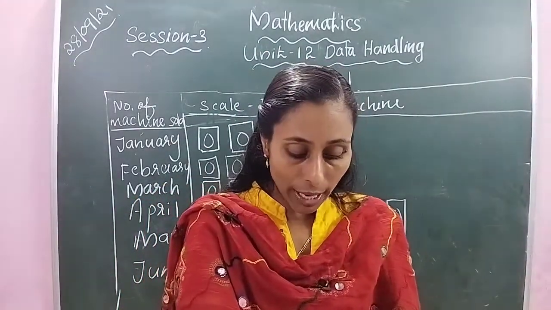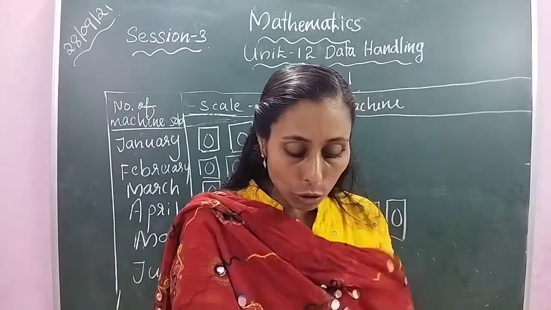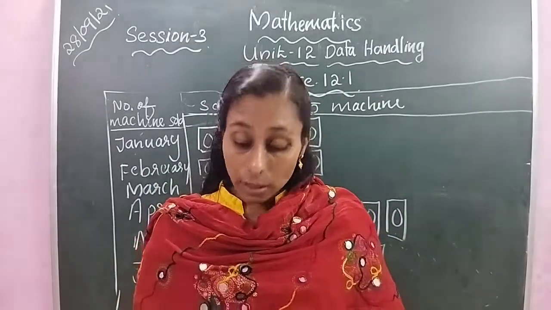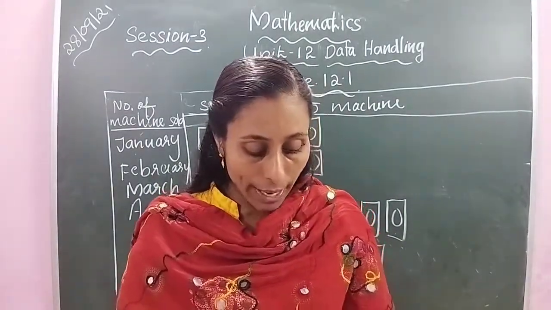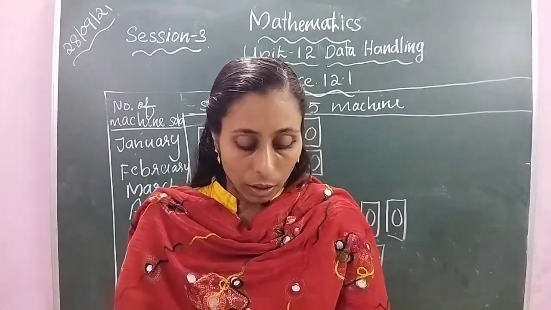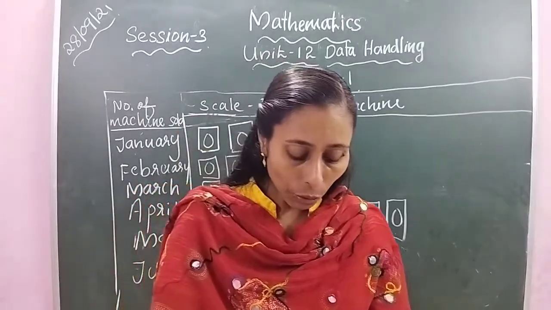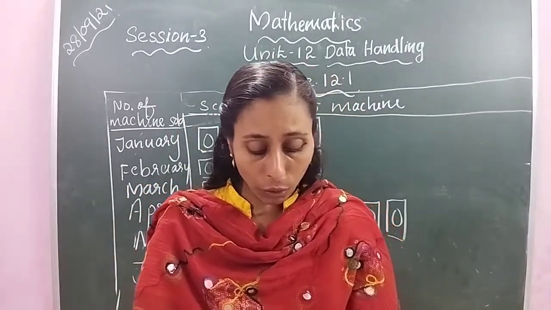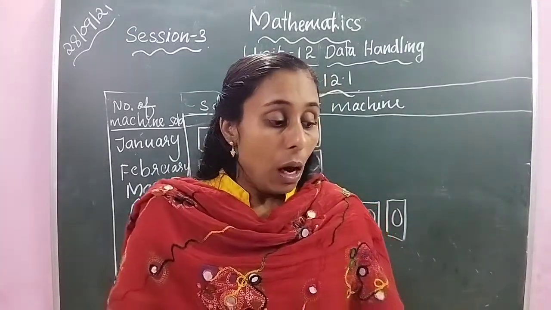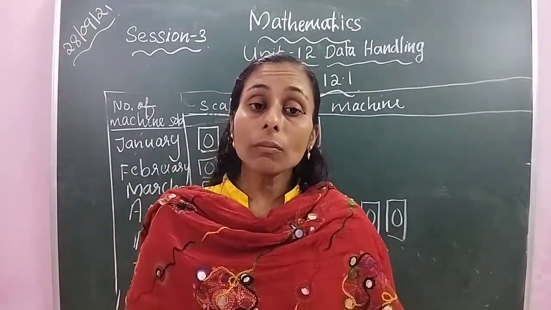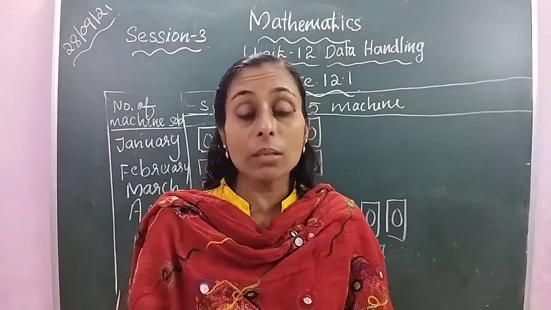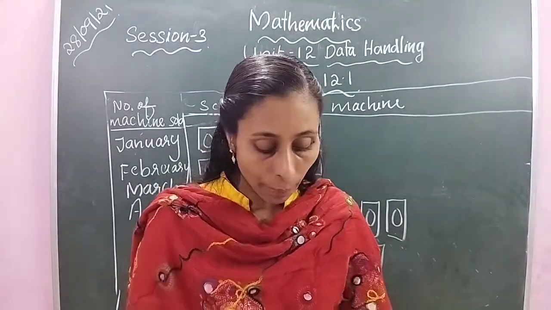Next one, Wednesday. How many symbols are there? 1, 2, 3, 4, 5, 6. That means 60 burgers. Thursday. How many symbols? 5 symbols are there. That means 50 burgers. Friday, 1, 2, 3, 4, 5, 6, 7. Friday 7 symbols are there, that shows 70 burgers.